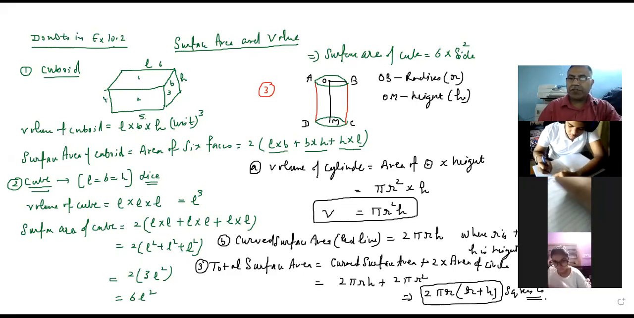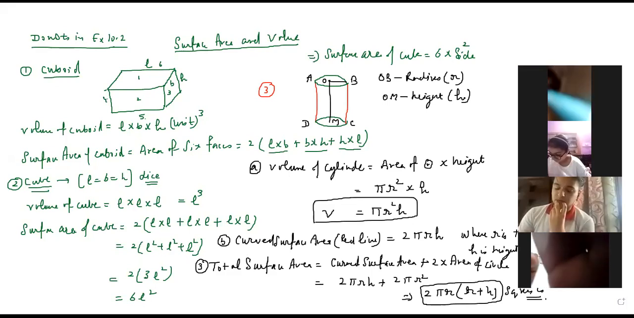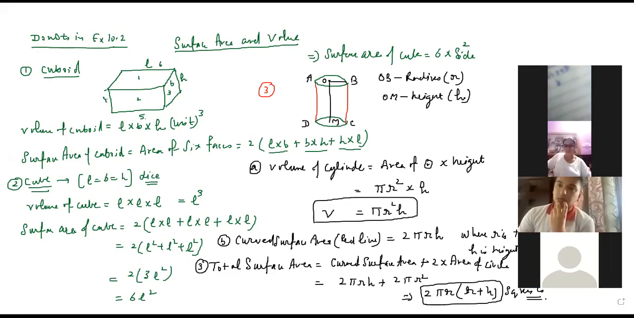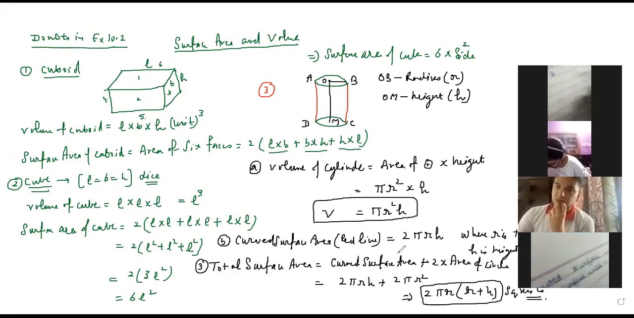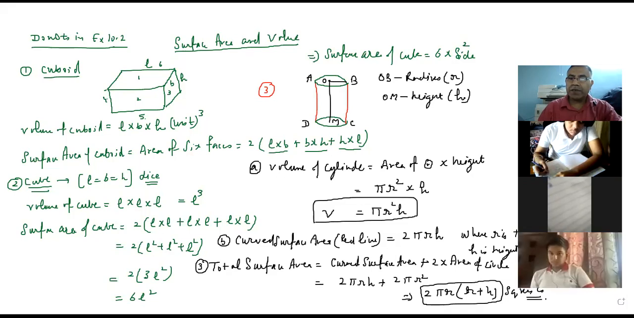Dilpreet is writing, Chinmay is writing, Paramveer is also writing. Great. Harshit is writing, Mohit is also writing. Sir, could you please explain again the total surface area equals curved surface area plus? Who is there? Sir, Dilpreet. Dilpreet, have you switched on the camera? Yes, now it is on. Yes, sir.